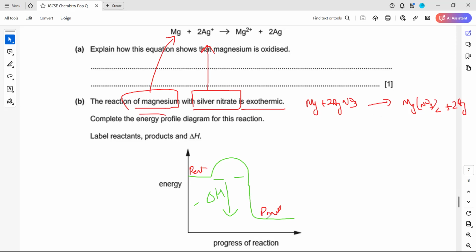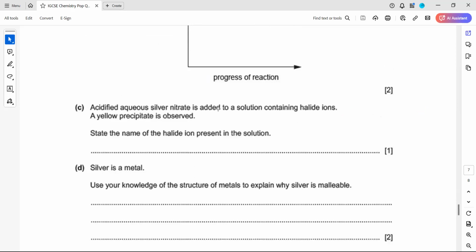And some students, I remember I gave one test, mentioned time on this axis. That's wrong. You have to mention reaction progress on the x-axis. In the energy profile diagram, it's not the time axis, it's the reaction progress, how the reaction proceeds.